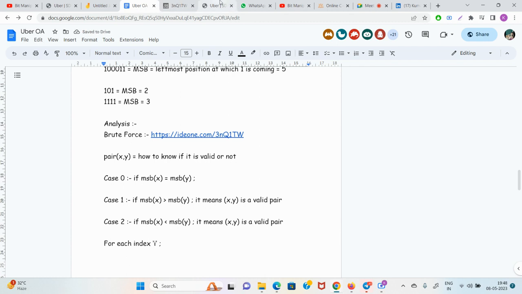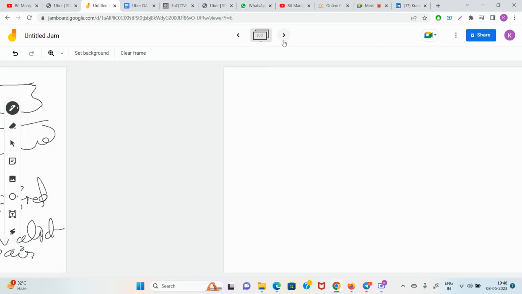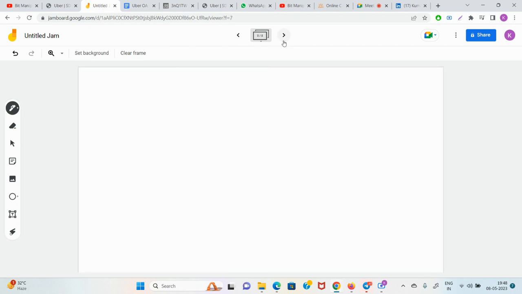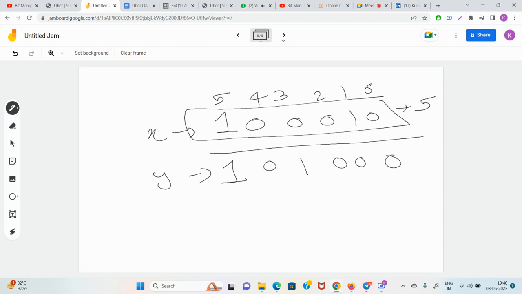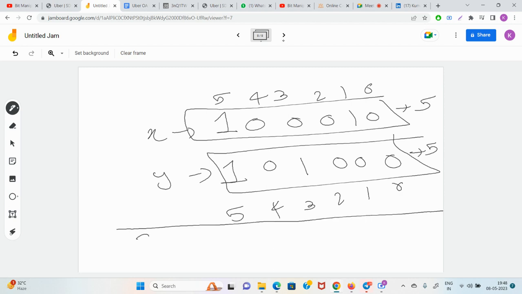Everyone think. If the MSB is equal, let's try to make a diagram. If the MSB is equal, it means both the numbers have the same one at the same place. This is X, this is Y. Anything can be happening at the back, but the MSB is the same. 0, 1, 2, 3, 4, 5. MSB is 5. Similarly, for this also, MSB is 5. So what will be the XOR? Just try to imagine.